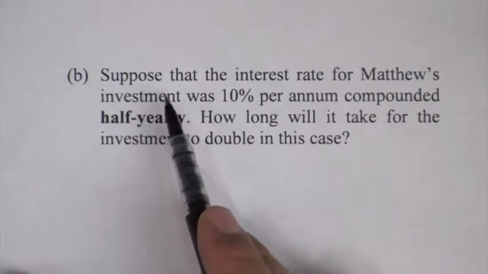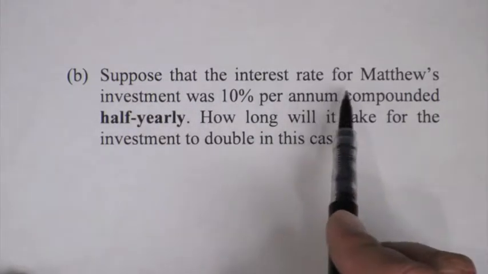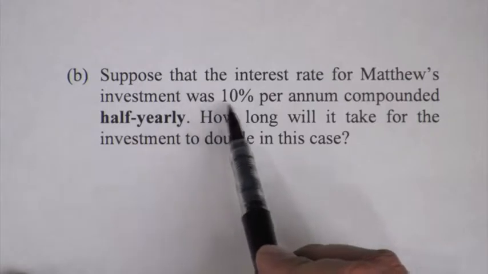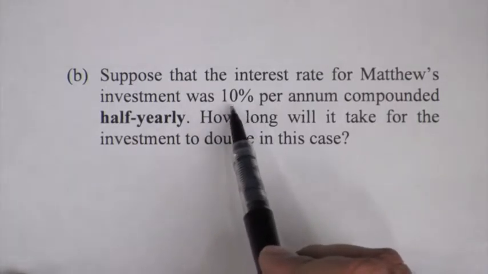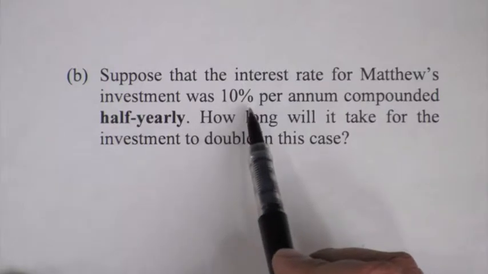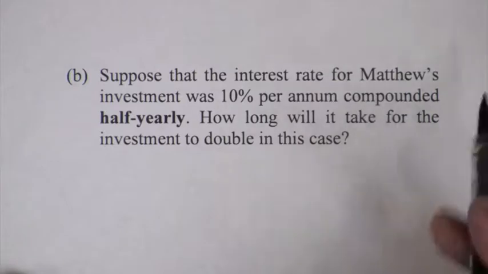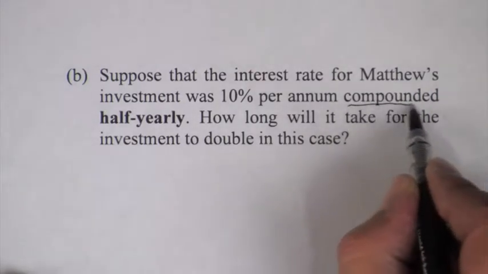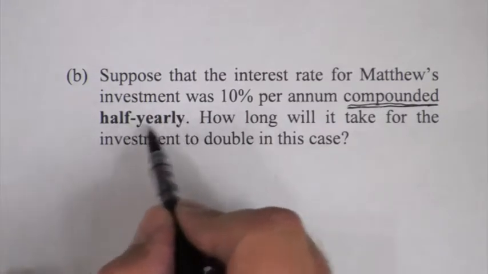Right, let's read this question again. The B part of the question says, suppose that the interest rate for Matthew's investment was 10%. You remember in the first part of the question, it was also 10%. But it's now 10% per annum, compounded. Now the important thing: how is the compounding done? It is half yearly. You can see it's in bold.